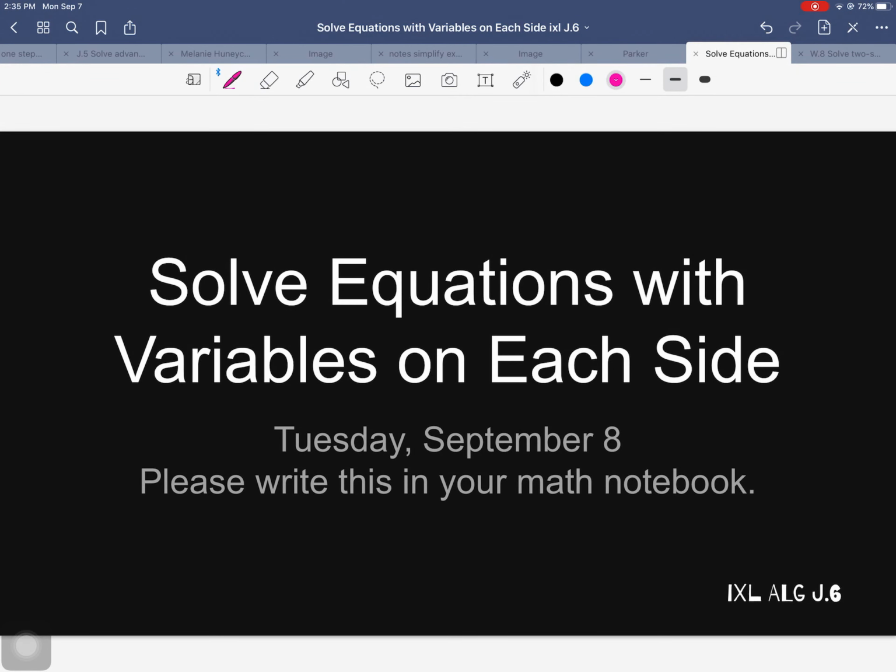Right, hey guys. We are going to do solving equations with variables on each side today. As always, this needs to go in your math notebook. And go ahead and put the title in there. And on iExcel, it will be iExcel for Algebra J.6.